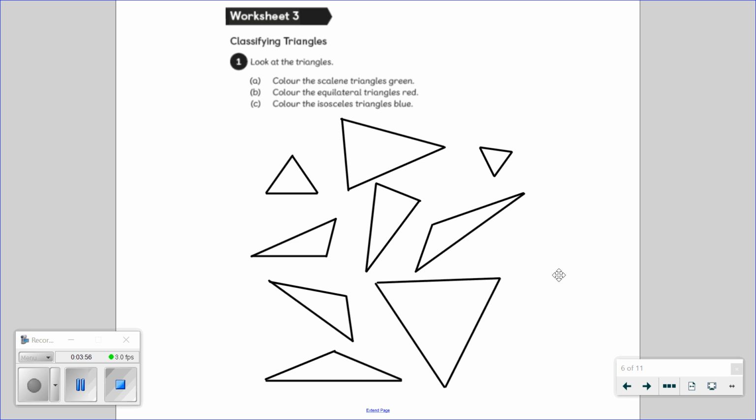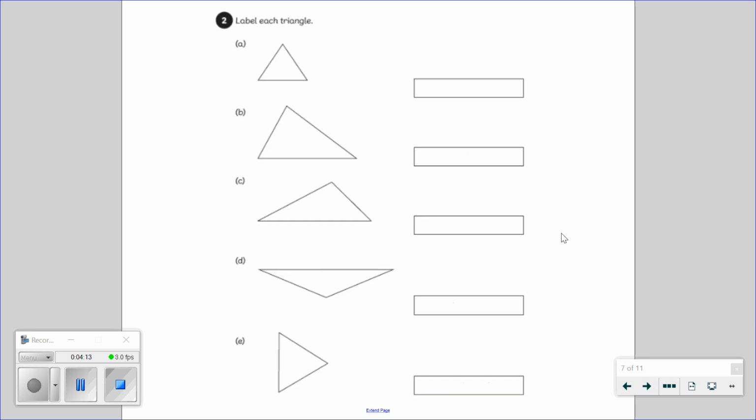So here's the worksheet, and for question 1, we are classifying or sorting these triangles. You need to colour the scalene triangles green, the equilateral triangles red, and the isosceles triangles blue. For question 2, you need to label the triangles. So is triangle A scalene, equilateral, or isosceles?